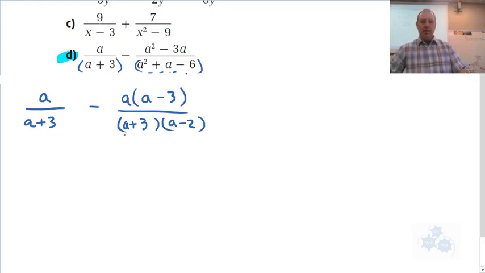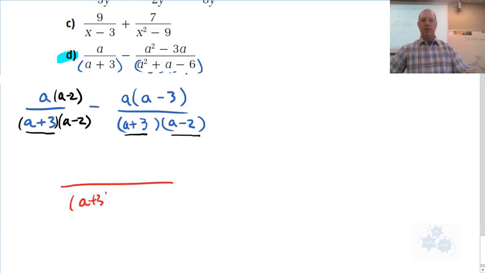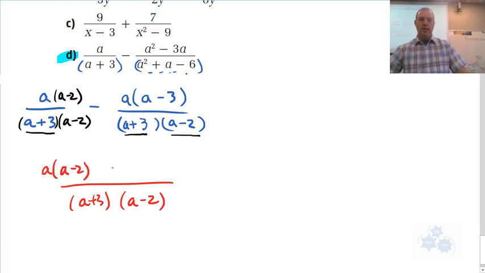So I see over here I have an a plus 3 times an a minus 2. And over here I just have an a plus 3. So this one needs an a minus 2 so that they're both the same. And what I do to the bottom, I have to do to the top. Now I have a common denominator of a plus 3 times a minus 2. And I'll just rewrite this so you can actually see it.